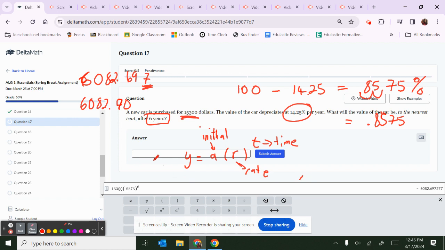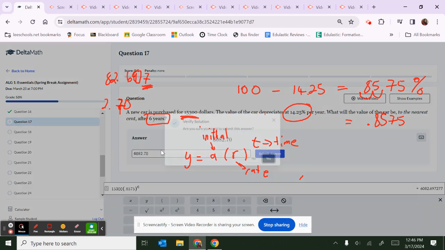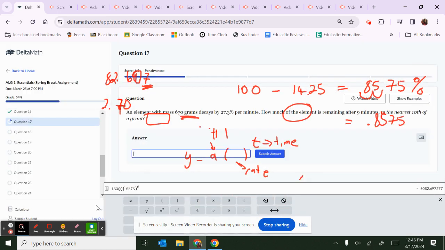And if you wanted to round to the nearest tenth, you look at this 9. If it's 5 or larger, the 6 will go up by 1. Nearest whole number, you look at the 6. So the answer for this, guys, would have been 6,082.70. All right, so again, guys, just like that.